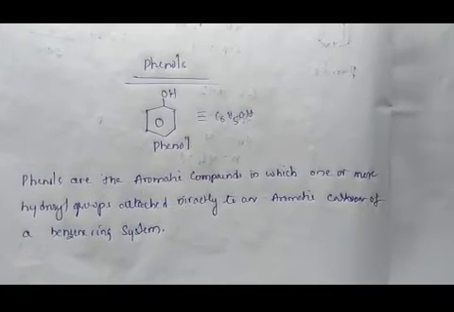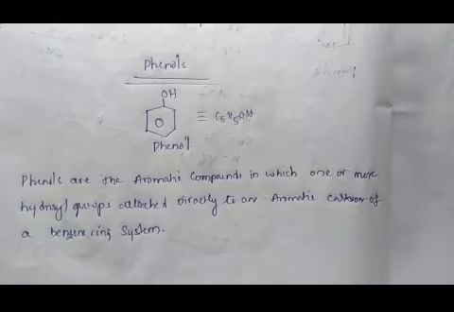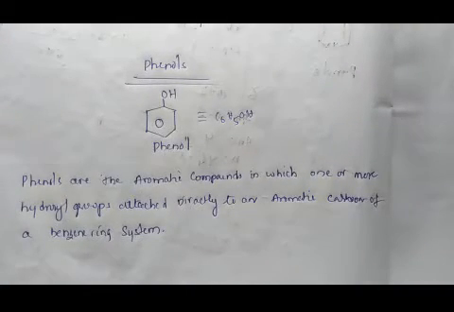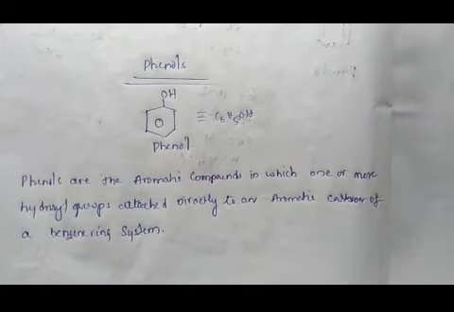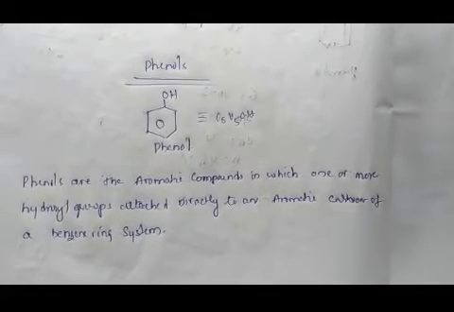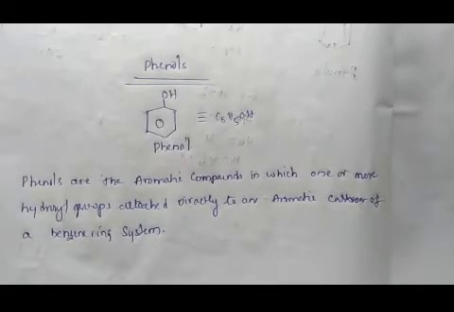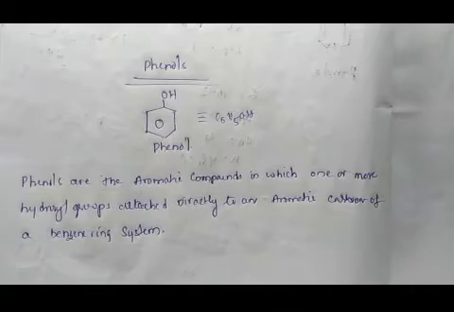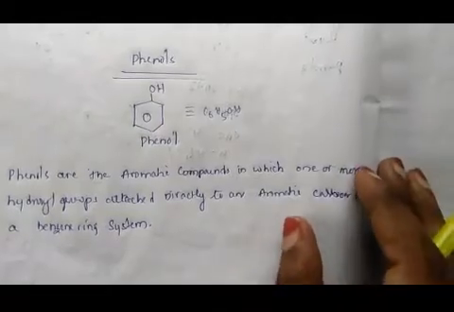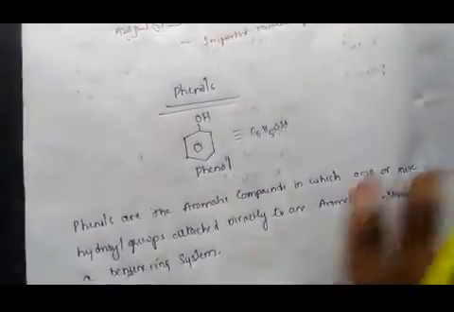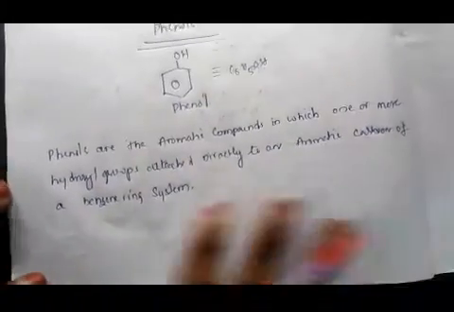We may have one OH group, that is phenol. If more than one group is present, for example two groups, they are called catechol, resorcinol and hydroquinone. So phenols are compounds in which the OH group is directly attached to an aromatic carbon of a benzene system. Now we will write some physical properties. Coming to the physical properties.